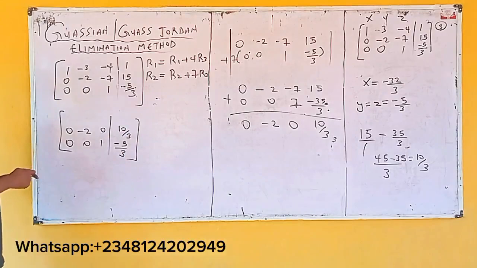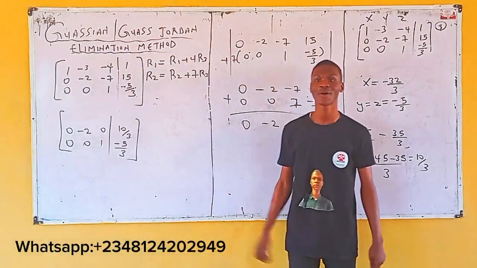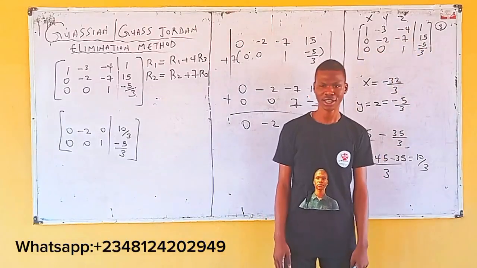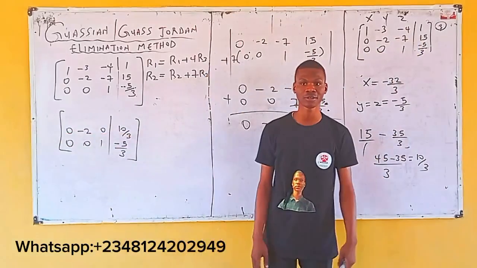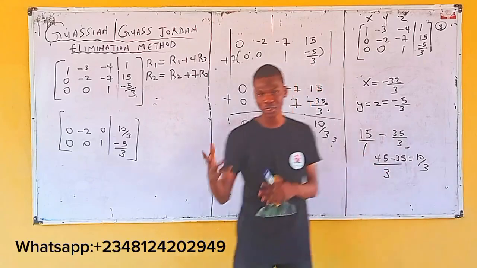Now let's solve for row 1. Before solving for row 1, observe something. What is the value of y when I use Gaussian elimination method? Negative 5 over 3. Now divide all through by negative 2. What do you have? Negative 5 over 3. You understand? Now you see how it works.